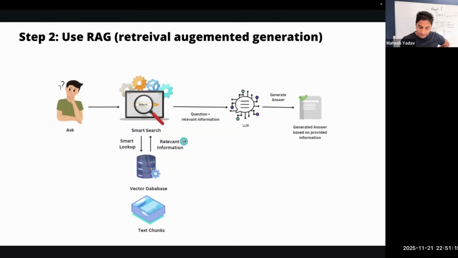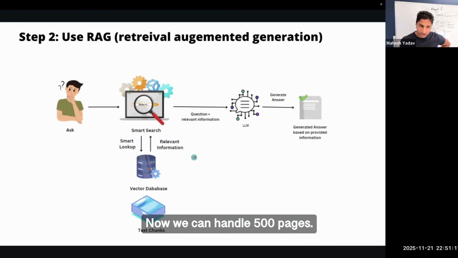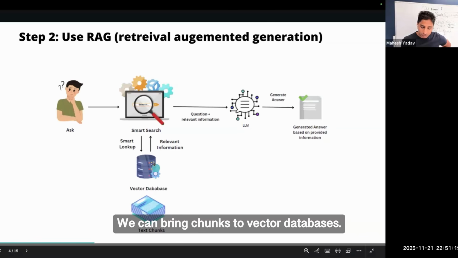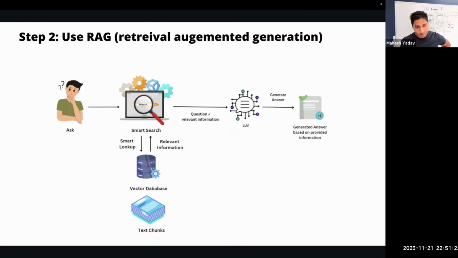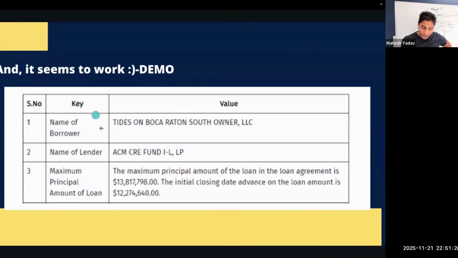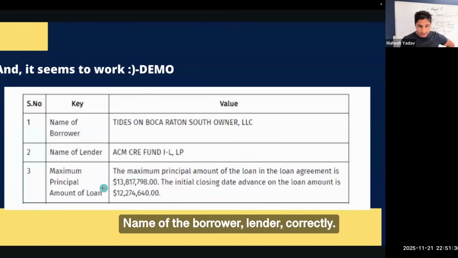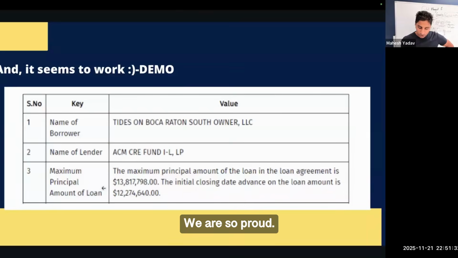Then we did RAG. RAG solved that problem. Now we can handle 500 pages. We can bring chunks to vector databases. Now we can get the question and relevant information. We got these answers also: name of the borrower, lender, correctly. Everything is correct. We are so proud.